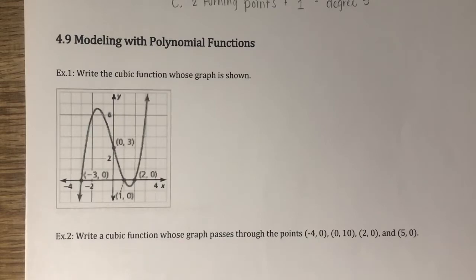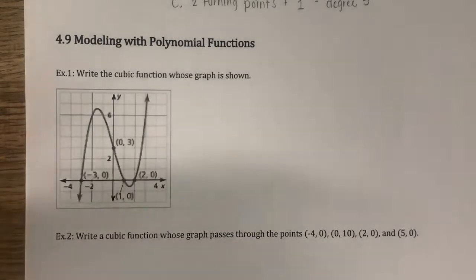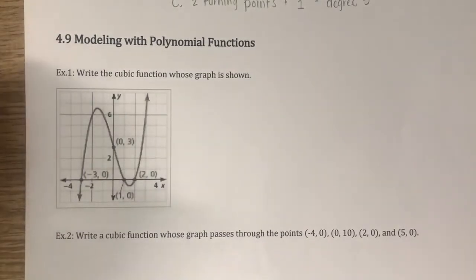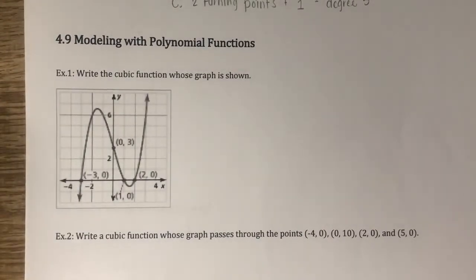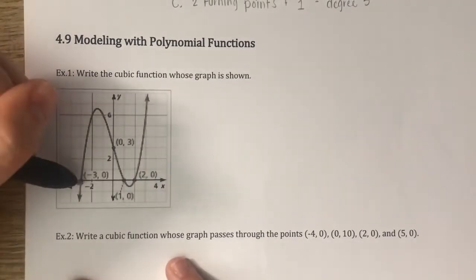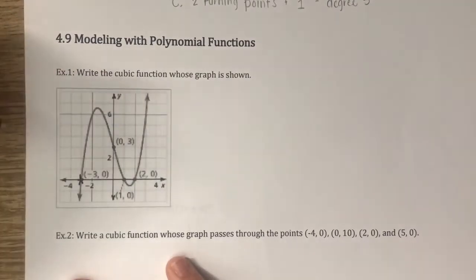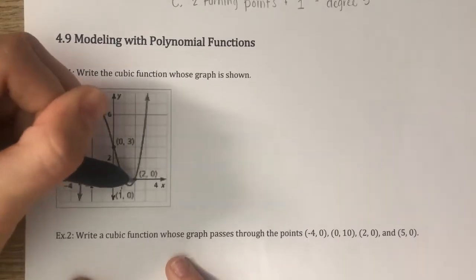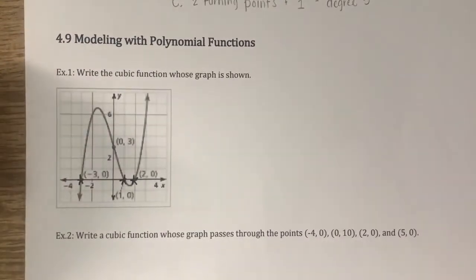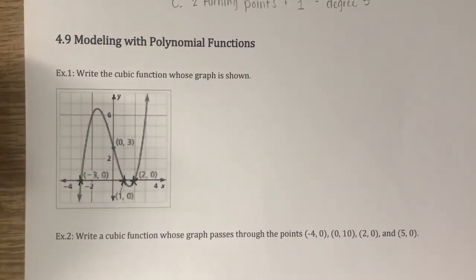So for example 1, write the cubic function whose graph is shown. The thing that we can figure out very quickly is what type of factors we'll need for this cubic function, and those factors are going to be based on the x-intercepts. So we have an x-intercept at (-3, 0), at (1, 0), and at (2, 0). So we know the factors that create those solutions.